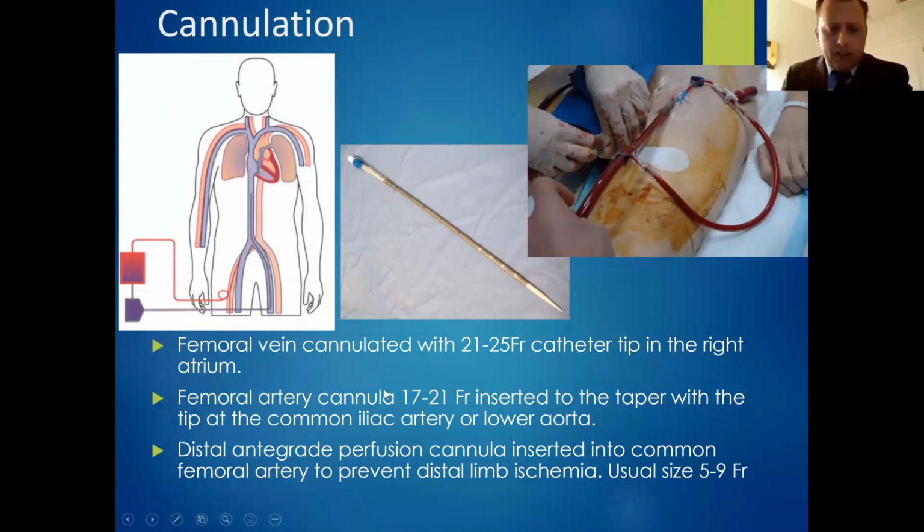And the femoral artery cannula is a 17 to 21 French inserted to the taper with the tip at the common iliac artery or lower aorta. With these patients also, because this is a large cannula, you want to have an antegrade perfusion cannula inserted. This can be just like a 5 French cannula to have antegrade flow so that you don't lose flow to the rest of the leg, and that'll prevent distal limb ischemia.